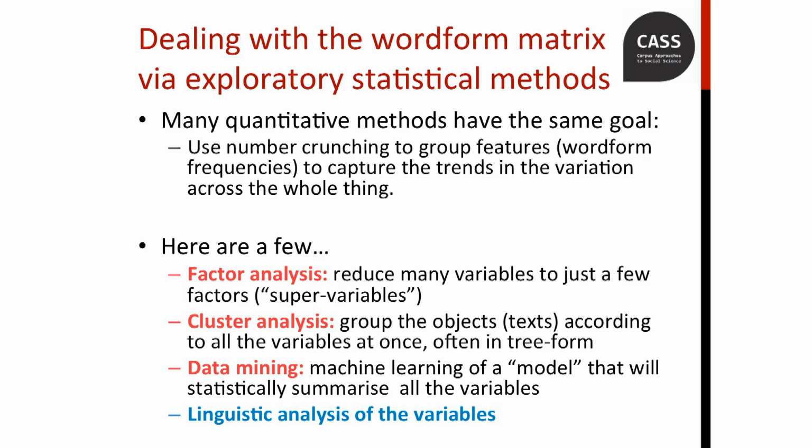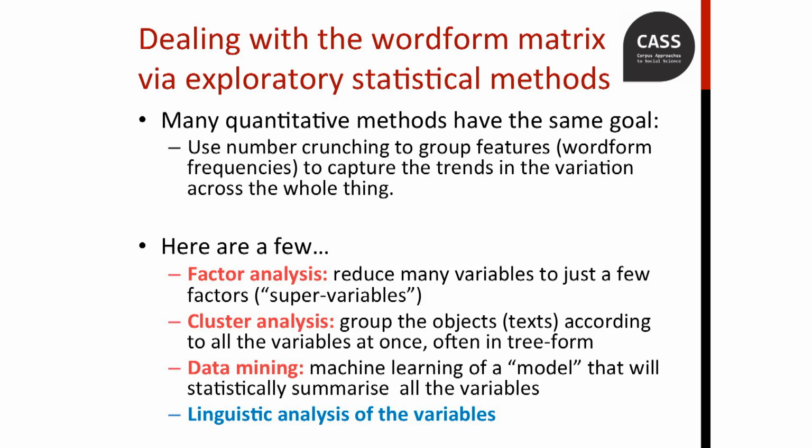And so that's what kind of inspired the title of the talk, word form vectors, word form matrices and their frequencies. How do we deal with it? Well, as Susan was actually explaining in the pre-conference talk yesterday, there are a variety of exploratory methods that have been used over the years. And many of these are essentially purely quantitative, right? They are number crunching methods which use the tendencies in the numbers as observed to group features, which in this case means word form frequencies, to capture the trends and the variation across this whole matrix.